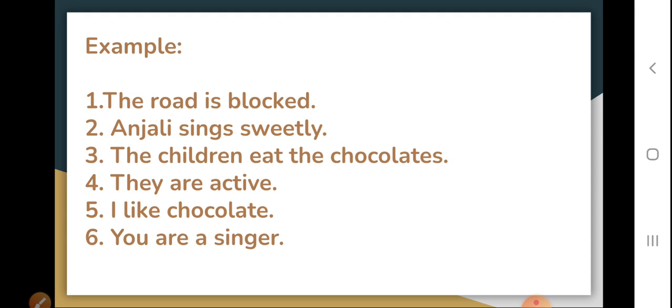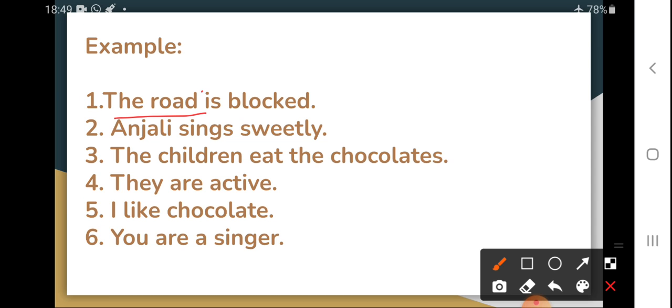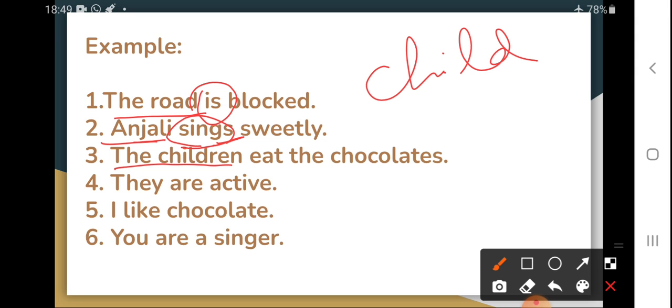The road is blocked. The road is a single road. Singular verb is given, is, the helping verb. Anjali is a single girl, talking about one girl. Sings, I told you s and es wale, they are singular verbs. Anjali is single, we provided singular verb. The children, children is the plural form of child. One child, more than one, they are children, means it is a plural subject.